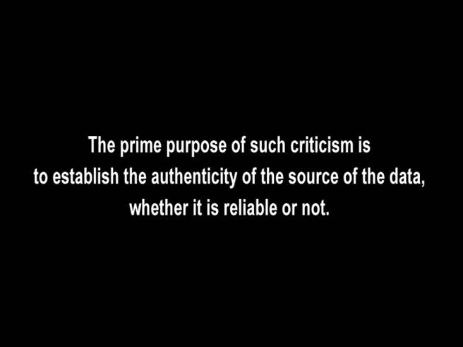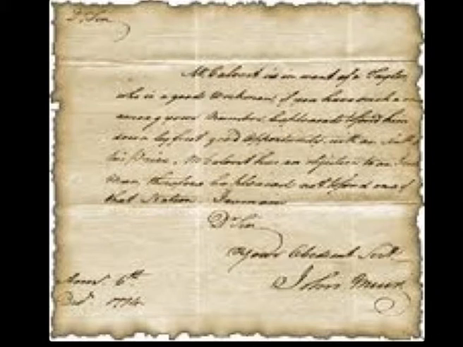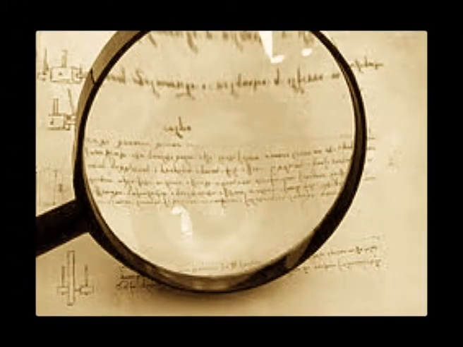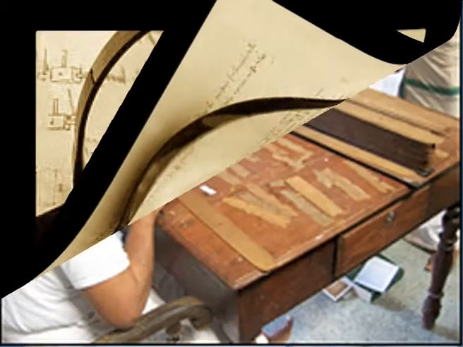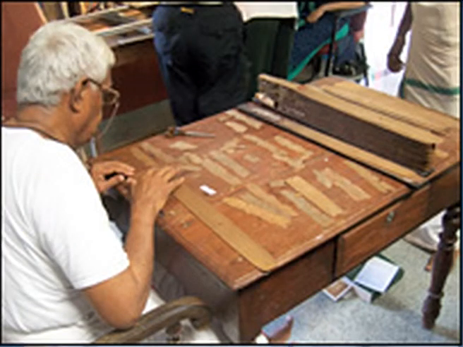The prime purpose of such criticism is to establish the authenticity of the source of the data, whether it is reliable or not. Various tests may be used to ascertain the authenticity and genuineness of data. For example, the problem of establishing age or authorship of a document may involve many tests such as handwriting, signature, type, spelling, language, usage, knowledge available at that time, and the consistency with what is known. It may involve physical and chemical tests of ink, paper, stone, wood, metal, etc.